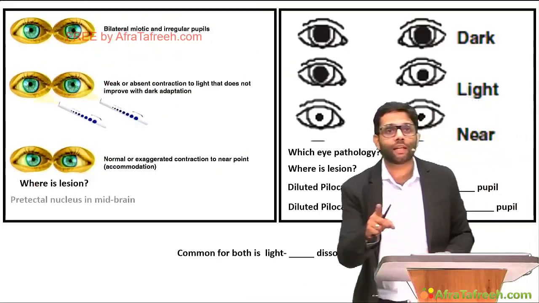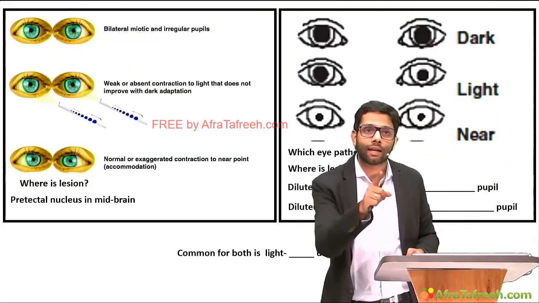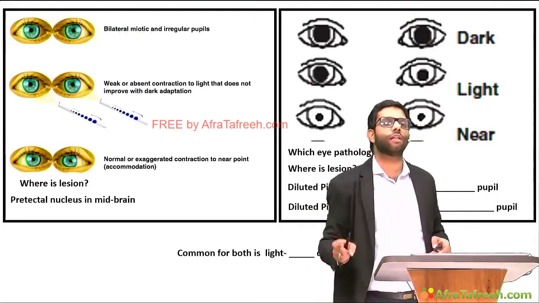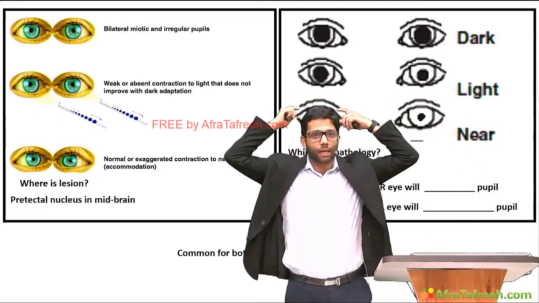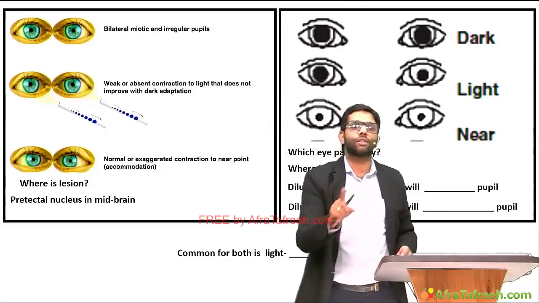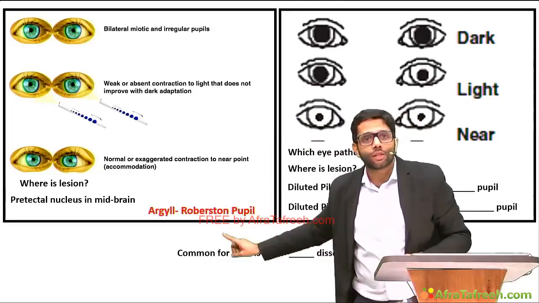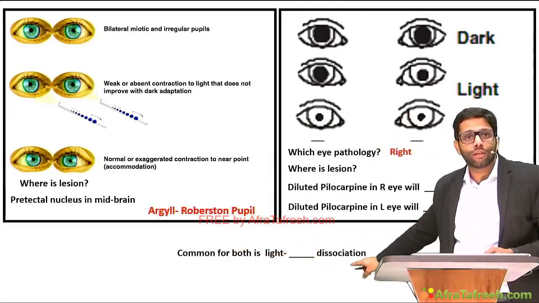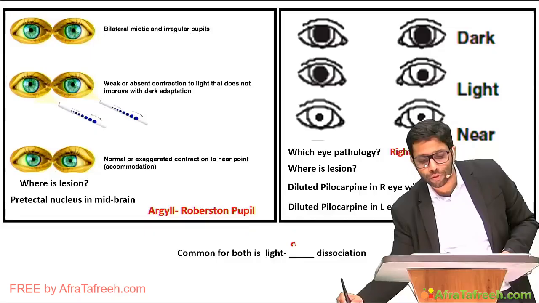Now, pretectal nucleus is involved only in the light reflex pathway. It is not involved in the near pathway. In the near pathway, the impulse comes directly from the visual cortex to the Edinger-Westphal nucleus. Pretectal is not involved in the near pathway. This is known as light near dissociation. We have seen two examples of light near dissociation.